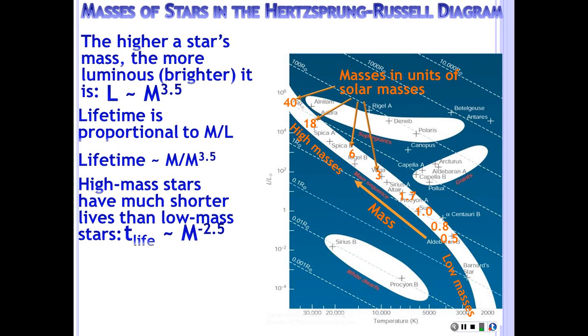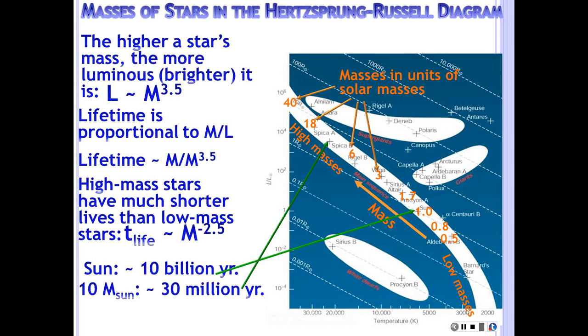And so we can get a feel for it. We know the sun has a lifetime of about 10 billion years on the main sequence. If you have one that's 10 times as massive, it'll only last for 30 million years. It's a much, much shorter life. And then a tenth of a solar mass will last 3 trillion years.